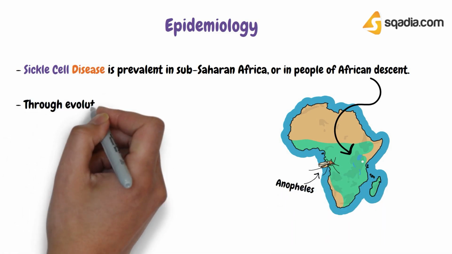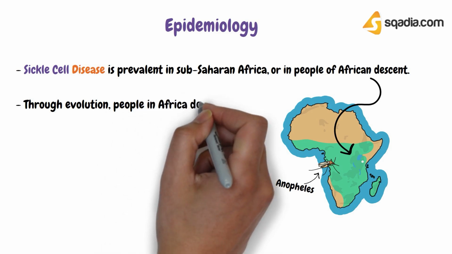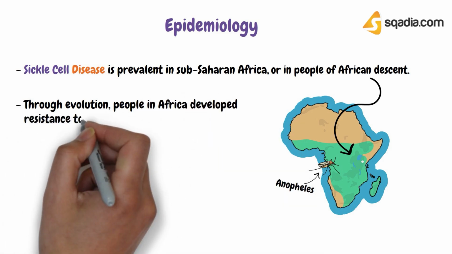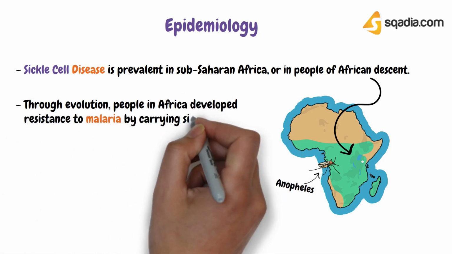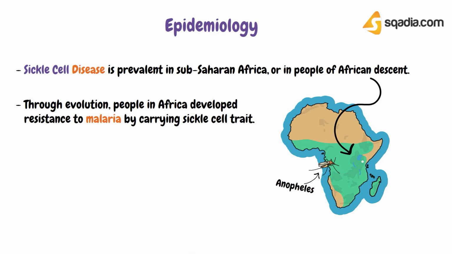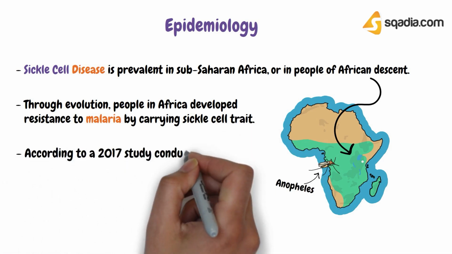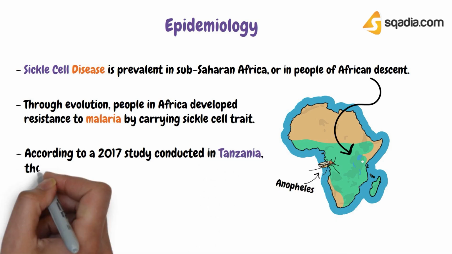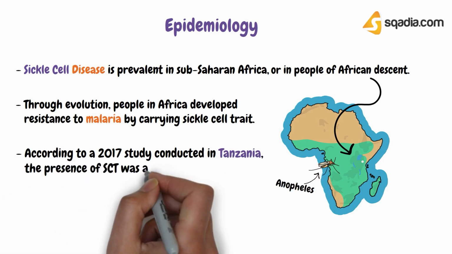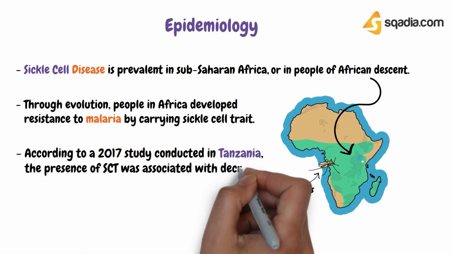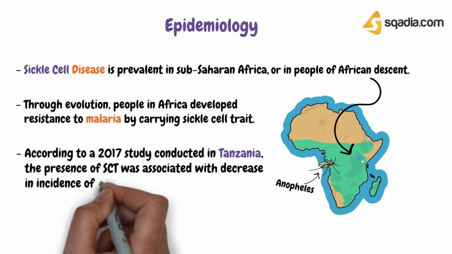So through evolution, it has been thought that people in Africa develop resistance to malaria by carrying the sickle cell trait. And according to a 2017 study conducted in Tanzania, the presence of sickle cell trait was associated with decrease in incidence of malaria cases by 29%.